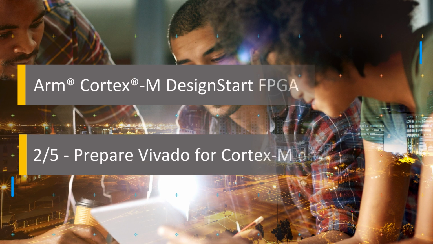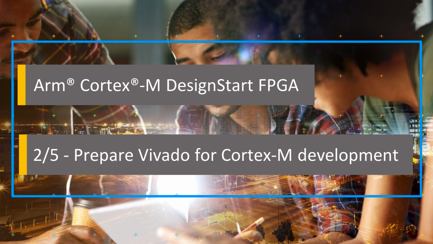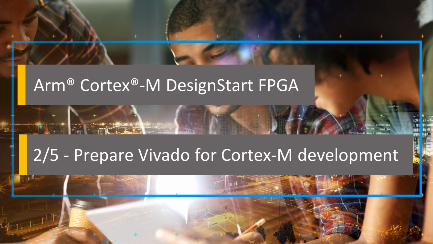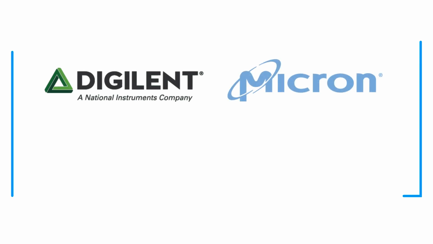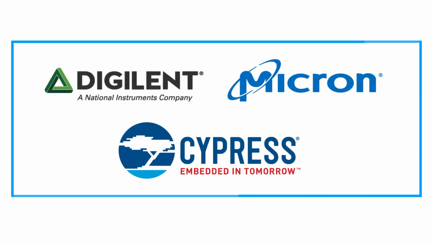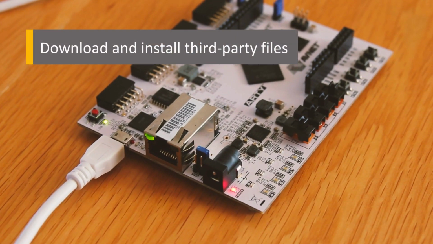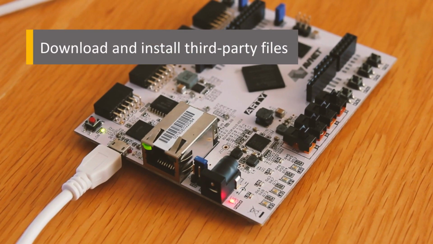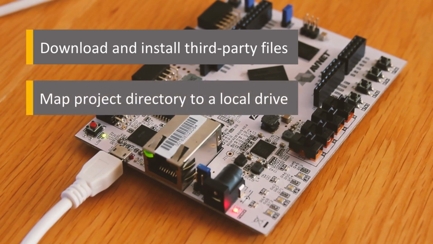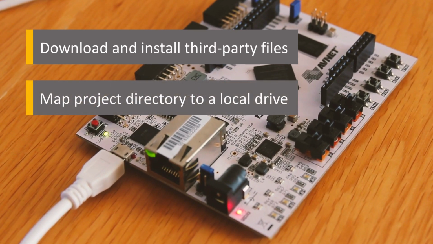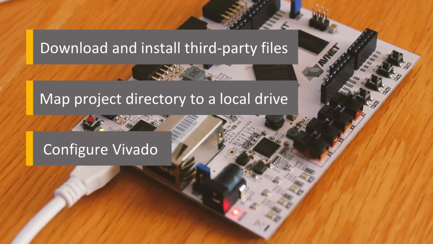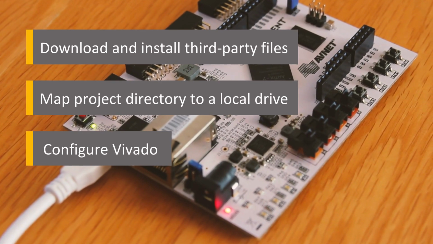Before you can start developing for ARM's DesignStart Cortex-M processors with Vivado, there are a number of packages and support files that you need to install and configure, and these files come from a range of different sources. In this video, we're going to download and install all of the third-party files that you need. Then we're going to map our project directory to a local drive in Vivado, and then we're going to configure Vivado by adding our hardware and software repositories.